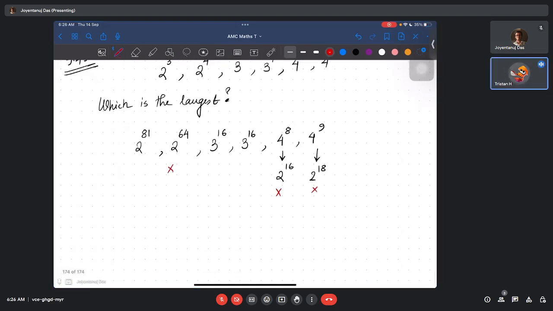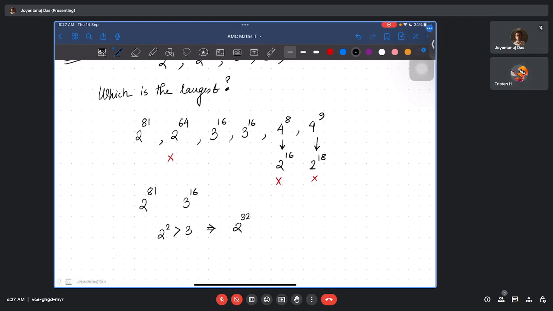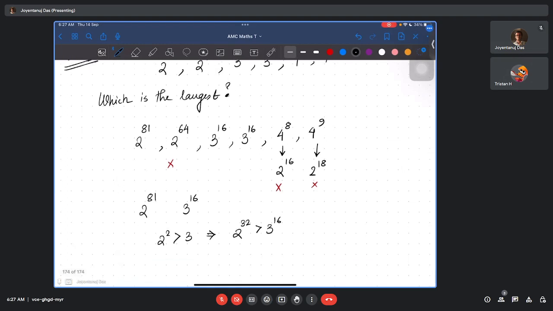Right. So how I determined that 2 power 81 was larger is you know that 2 squared is larger than 3. Right. And so if you put that inequality to the power of 16, 2 power 32 would be larger than 3 power 16. Right. Yes. So that way you can do. So 2 squared is larger than 3, so this implies 2 power 32 is bigger than 3 power 16. So eventually this will be bigger.